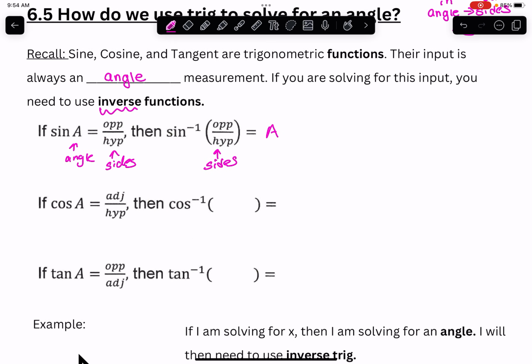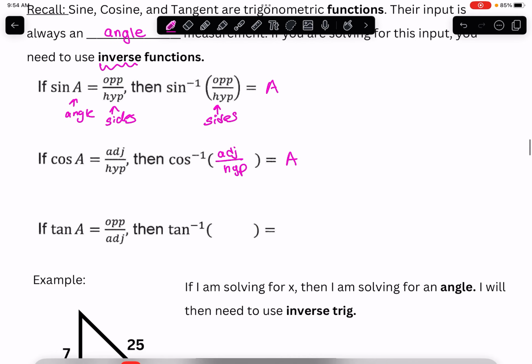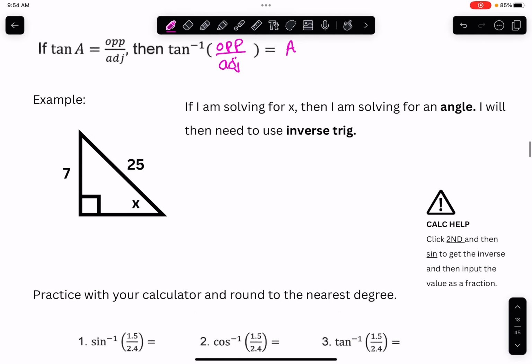Same thing for cosine of A is equal to usually the adjacent over the hypotenuse. Now, if you have the adjacent and the hypotenuse, you can do the inverse to find your angle. And the same thing for tangent. Your input is now your ratio, and your output is the angle measurement. So for example, if I am solving for x and I am solving for an angle in this problem, you will need to use inverse trig in order to solve it.